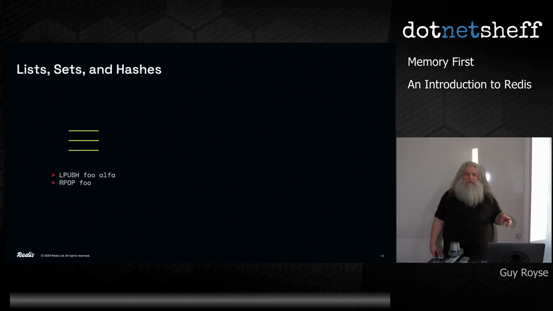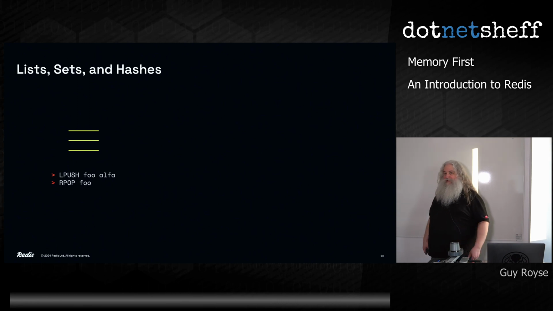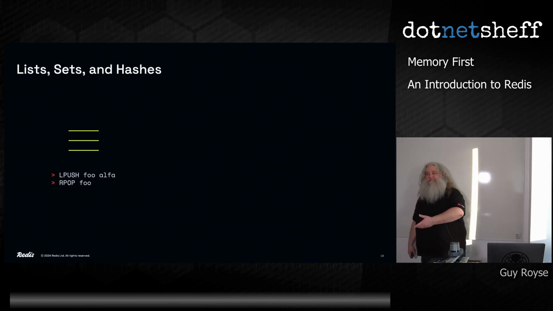However, it's worth noting that it's going to push alpha to the left side, and then it's going to push bravo to the left side, and then it's going to push charlie to the left side. And so if you get the entire contents of your list using the lrange command, it will be charlie bravo alpha, because it's just pushing them in the order that you give them.